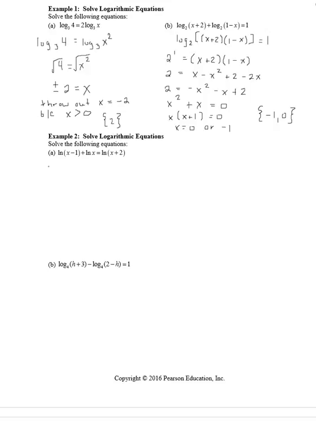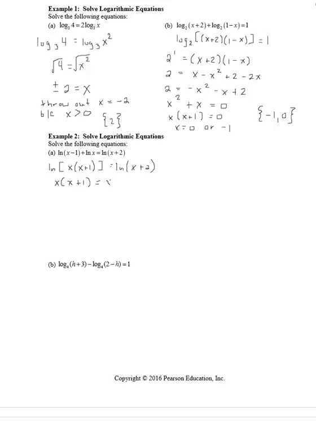Okay, what about logarithmic equations like in example 2 here? Well, in part A, on the left-hand side, we're again going to have to change it into a single logarithm that's a product. So we have x times x plus 1 equals the natural log of x plus 2. So again, these are logarithms with the same base, e, so we just set the arguments equal.